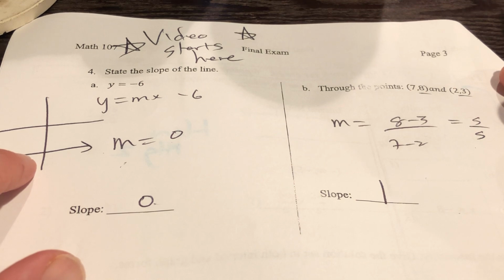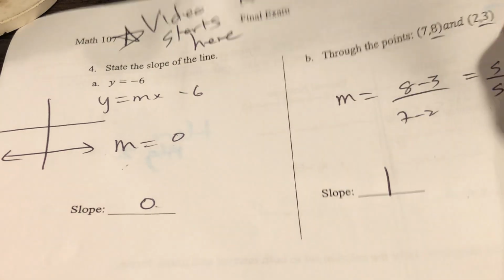All right, so through the points (7, 8) and (2, 3). 8's the bigger y value, so I'm going to do 8 minus 3 over 7 minus 2. That's 5 over 5. Slope's 1.